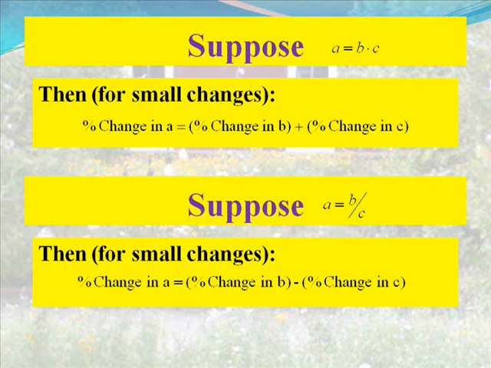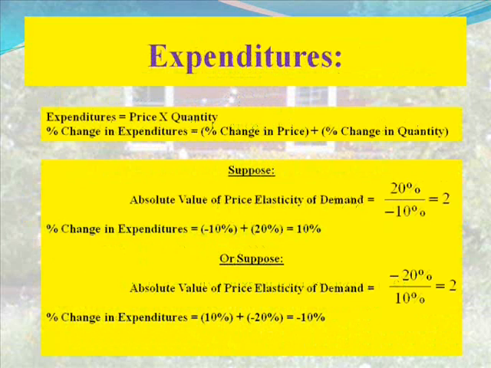And now some math. Suppose A equals B times C. Then for small changes, a percentage change in A equals a percentage change in B plus a percentage change in C. Also, suppose A equals B divided by C. Then for small changes, a percentage change in A equals a percentage change in B minus a percentage change in C.